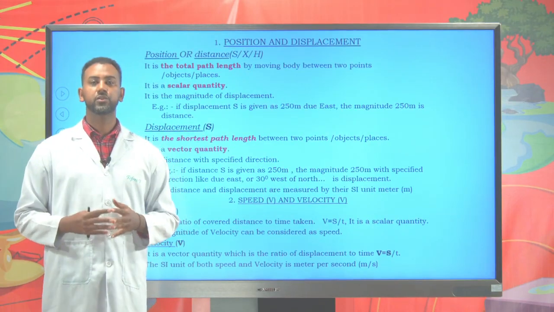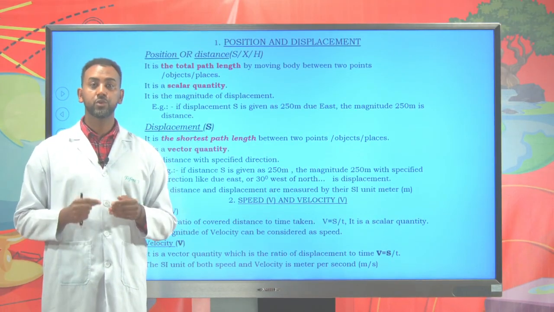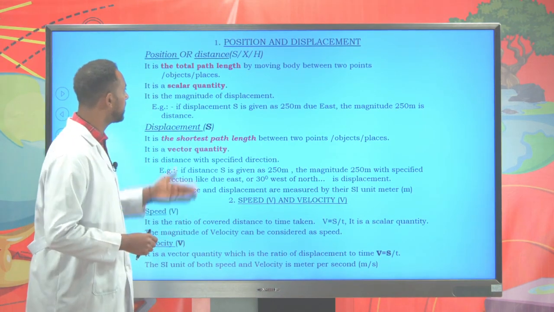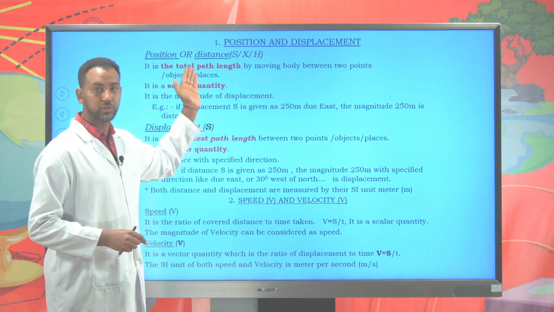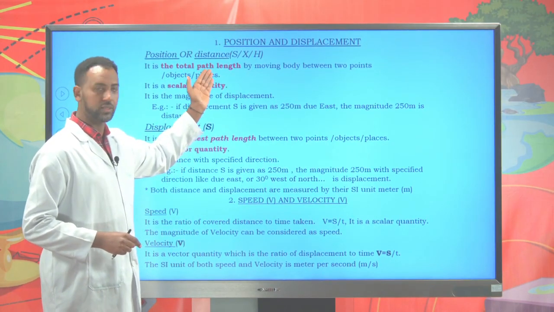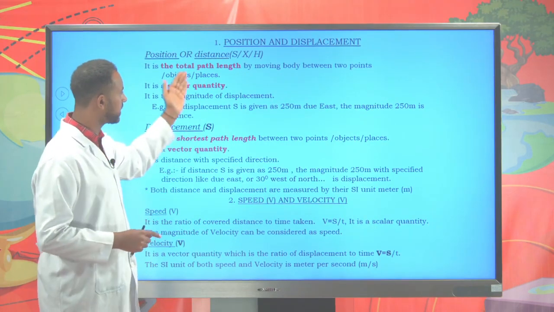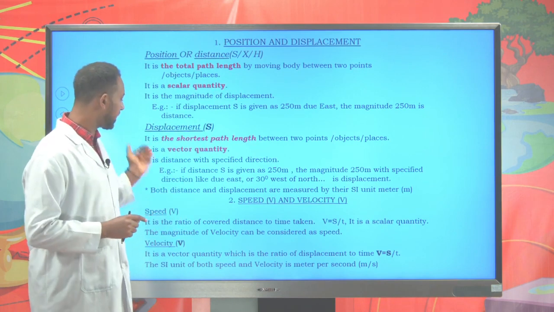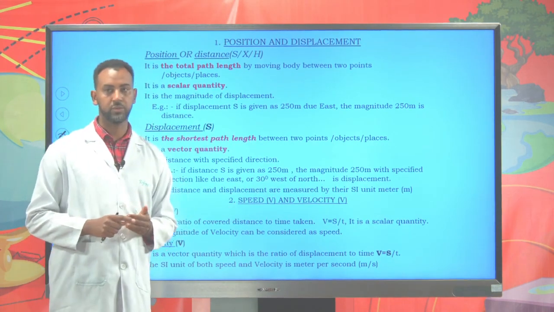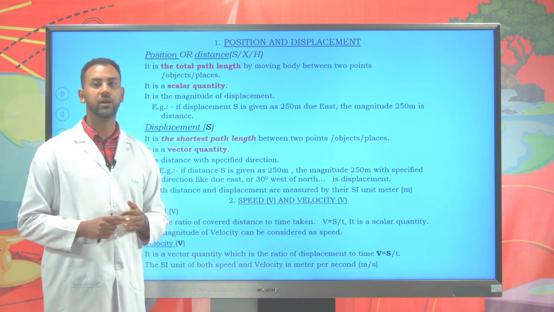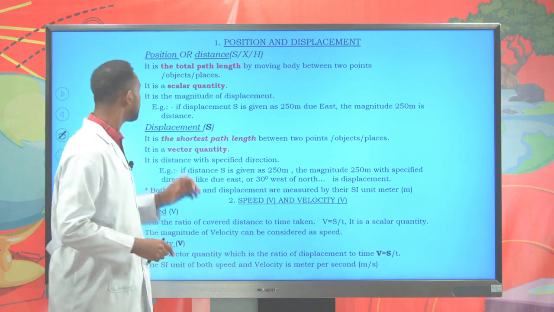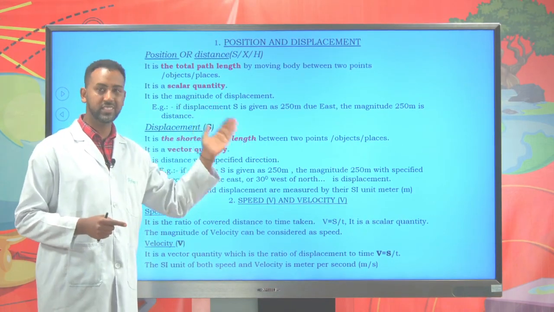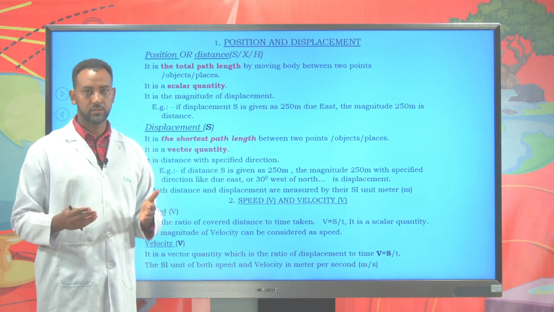And whenever we discuss motion, there are very important motion variables or parameters, and these are position and displacement. Position is sometimes also known as, or usually we call it, distance. Distance and displacement are the two important parameters. The other variables are speed and velocity, and we'll also see acceleration. Both distance and displacement are lengths.